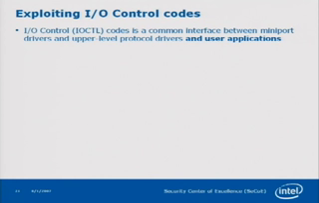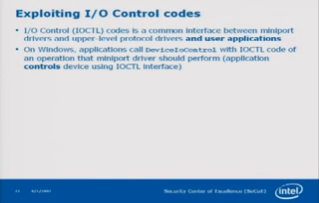Most of those vulnerabilities are in the device IO control local API. That is common to all the Windows drivers, and we'll describe briefly these kinds of vulnerabilities. IO control codes are a common interface between miniport drivers, upper-level protocol drivers, and user mode applications, which is more important to the attacker. On Windows, applications call the DeviceIoControl WinAPI function with the IO control code of an operation that the miniport driver should perform. So the user mode application can control the device using this IO control interface.